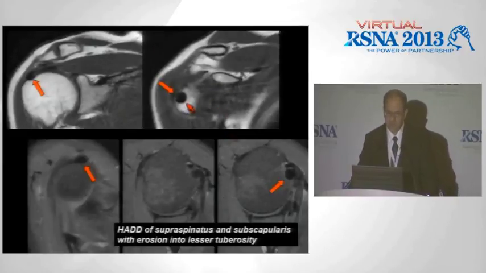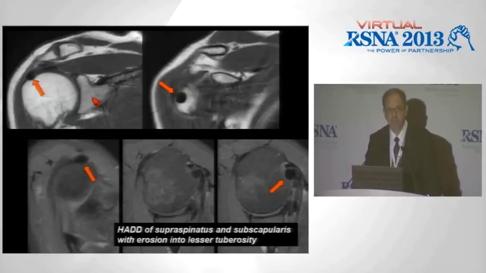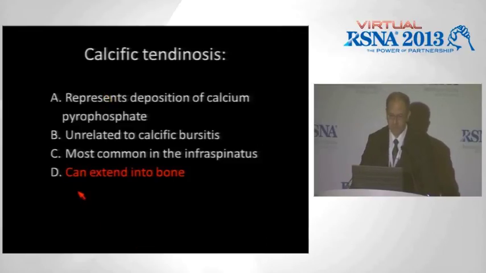It can extend into bone, and if it extends into bone, it can incite an inflammatory response in the marrow, leading to bone marrow edema. This can be mistaken for a tumor. So you just have to be aware that this occurs, and if you see low signal on all sequences at the insertion of a tendon, wherever it is in the body, just consider the possibility of intraosseous extension. So the answer is can extend into bone. It's most common in the supraspinatus. It is related to calcific bursitis, and it represents calcium hydroxyapatite.